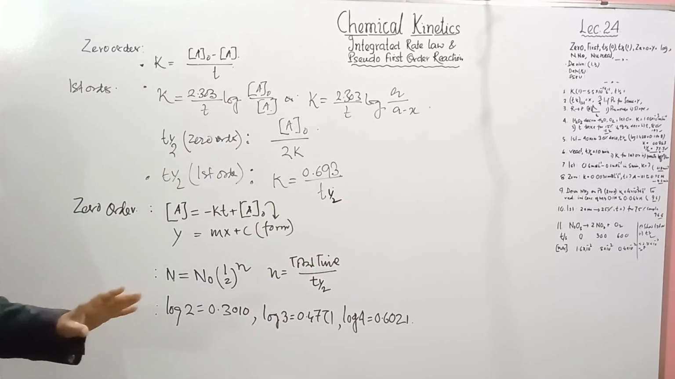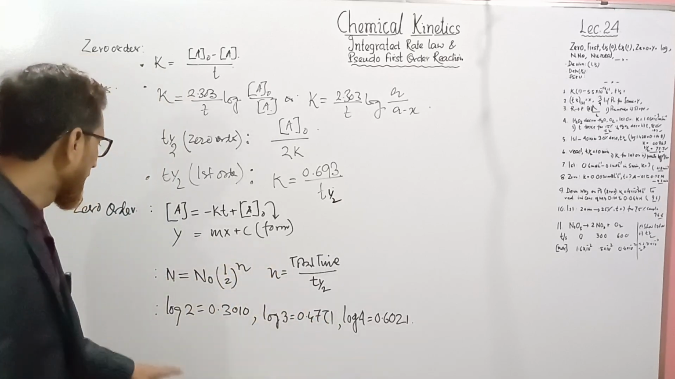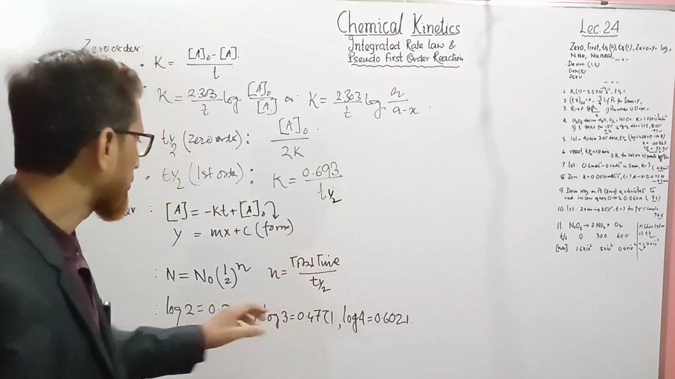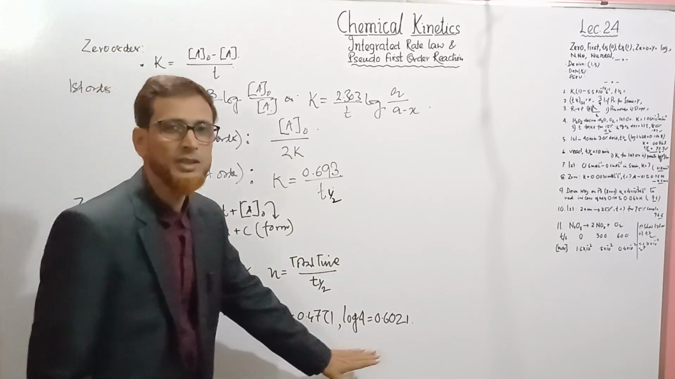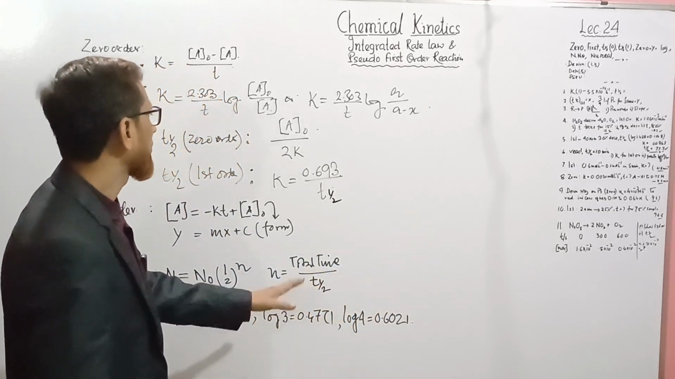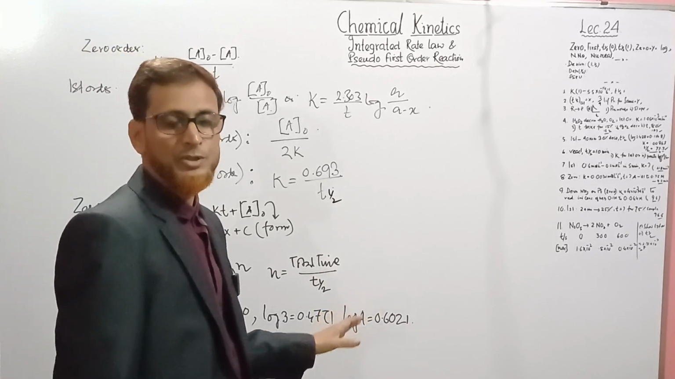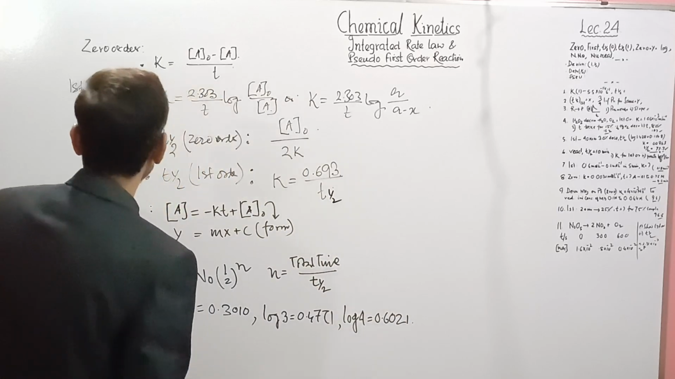Another very important thing: sometimes you are supplied the value of log, but you must learn it by heart. Log 2 is equal to 0.3010, log 3 is equal to 0.4771, and log 6 is equal to 0.6021. You should learn these three at least, so that you can solve each and every one by yourself without taking any help, whether it is supplied with your exam questions or not. You need not look at this. These are some of the important things you should learn.